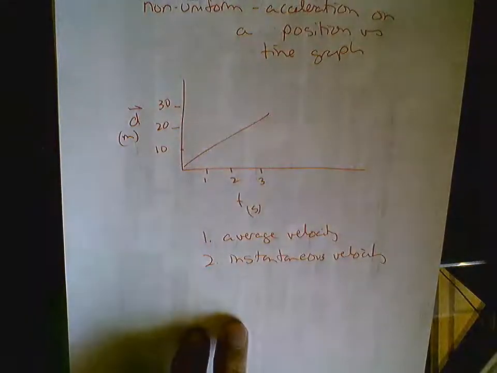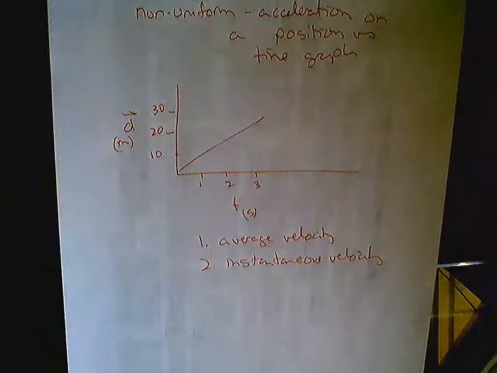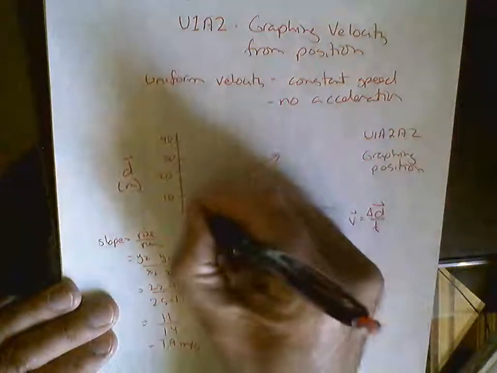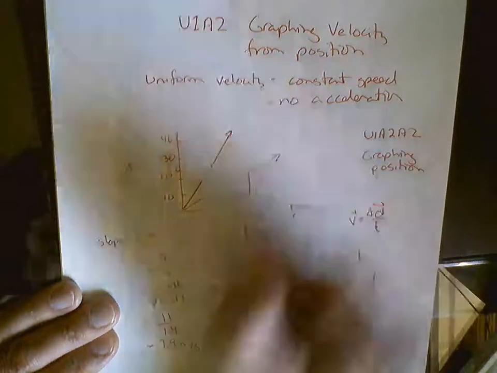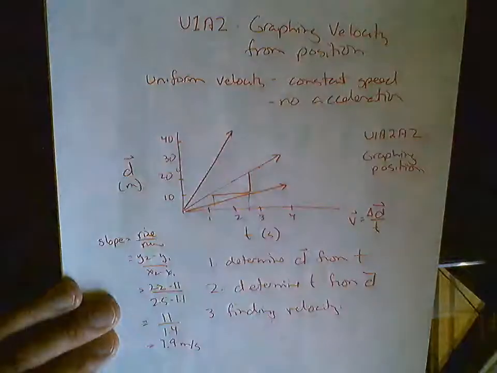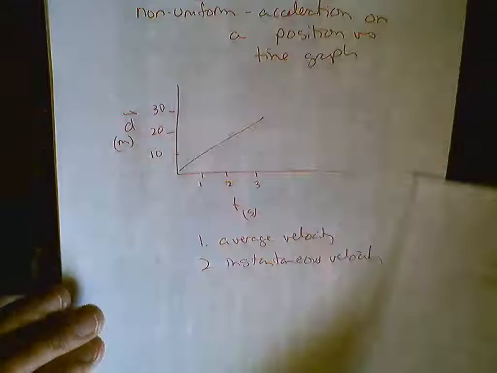Now, I want to show you a couple of other things here while we've got this up. If you want to see somebody who's traveling in a uniform way at a quicker rate, it'll be a steeper line. If they're going slower, it'll be a more shallow line. Slow, medium, fast.